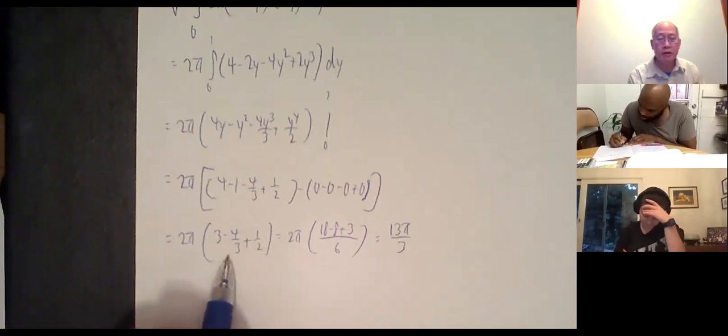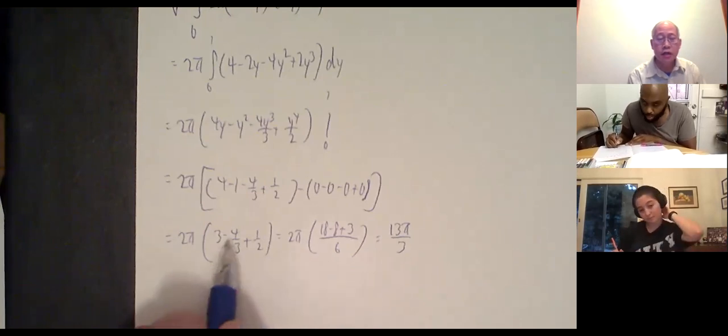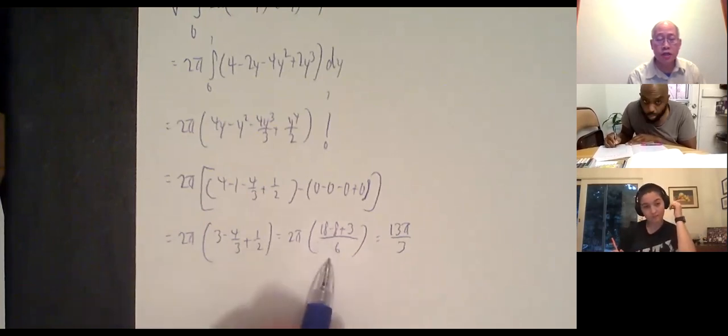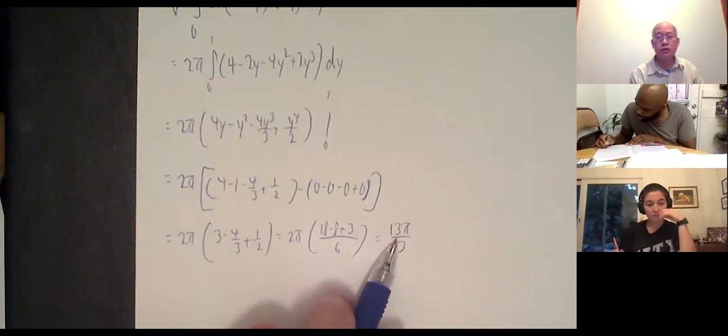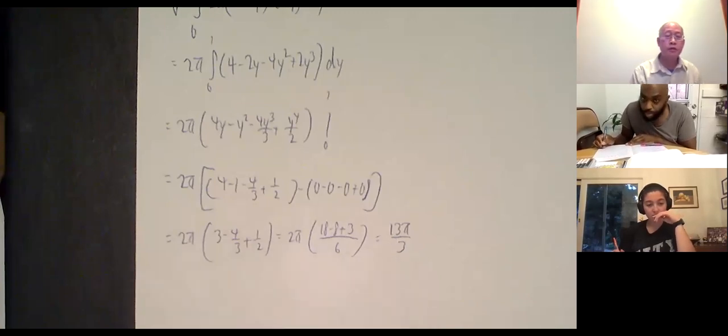And now my common denominator is 6, right? So 3 is 18 over 6. Negative 4/3 is negative 8 over 6. 1/2 is 3 over 6. Cancel the 2 with the 6, giving me a 3 in the bottom. That comes out to be 13. Final answer is 13 pi over 3. And that's about it for that one.